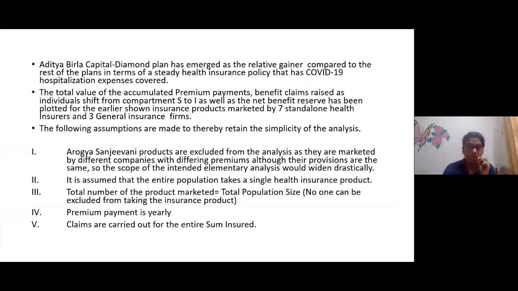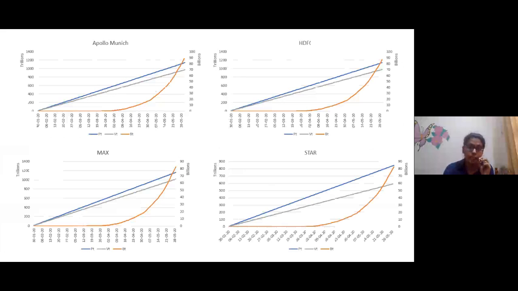Based on this model, for all these 10 companies, we see the blue line indicating the premium collected is on an upward trajectory. The orange line, that is the benefit claim, is also on an upward trajectory. But at the moment, the gray line, which is an indicator of the net benefit reserve, is also positive. On all 11 companies, that is being shown as positive with varying amounts.